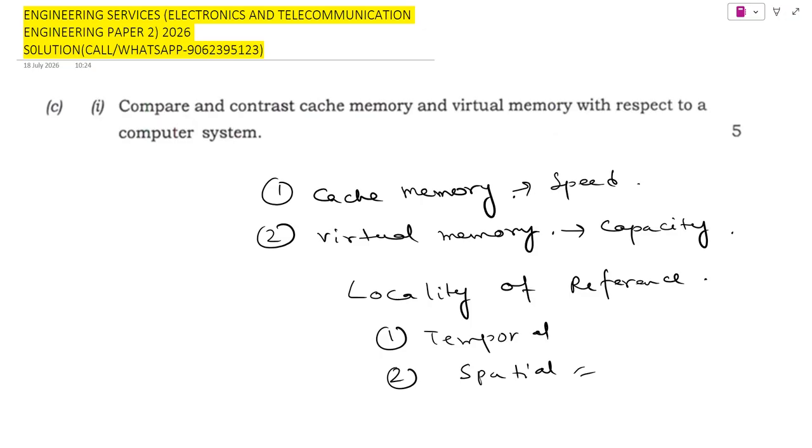Cache memory is small, high-speed memory placed between the CPU and the main memory, and it stores frequently accessed data and instructions to reduce the memory access time and improve the processor performance. And virtual memory is a memory management technique in which the operating system uses part of the secondary storage as an extension of RAM, and it enables the execution of programs larger than the available physical memory. Okay, so this was all about this question.